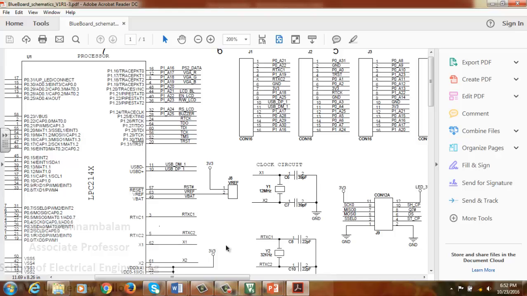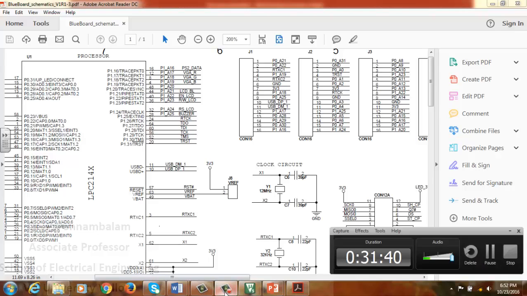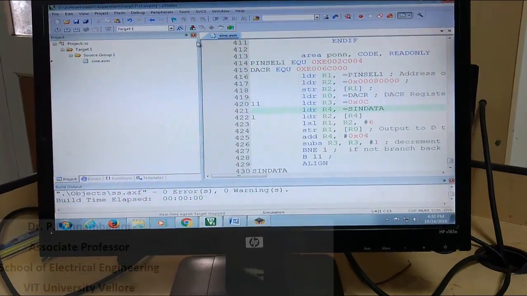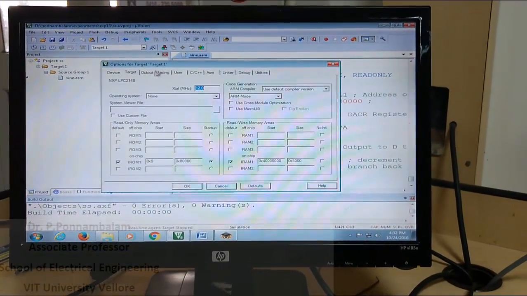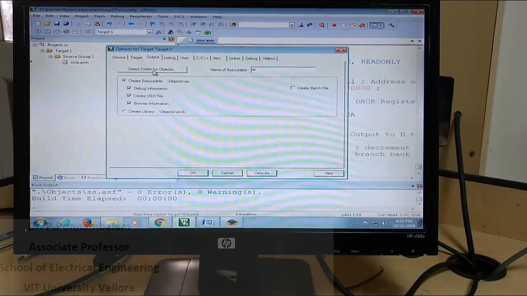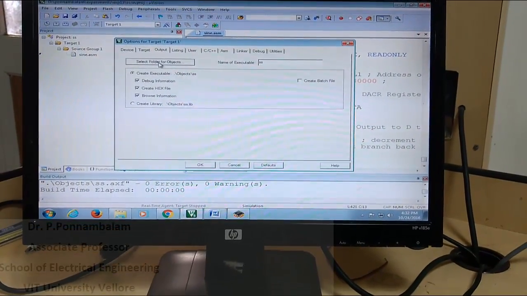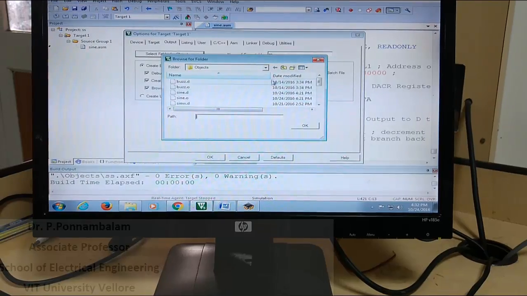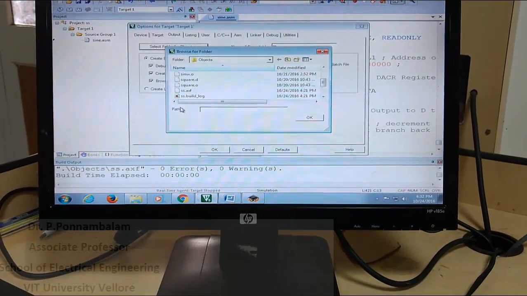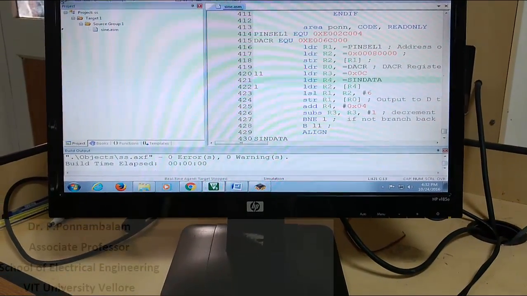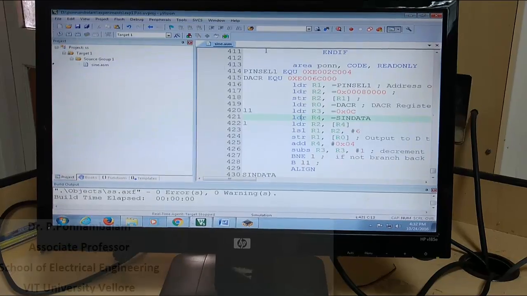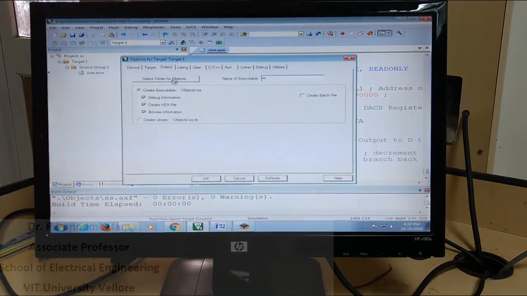So this is the explanation. Let us do the hardware connection. This is going to be the program that I'm going to dump inside the processor. As we have done earlier, I'll get into options for target and click the output. Here I'll click create hex file, then select folder for objects to check where it is getting saved. So ss.hex will be saved inside this objects folder. I'll click translate, build and rebuild, and to check it once again I'll click here output.